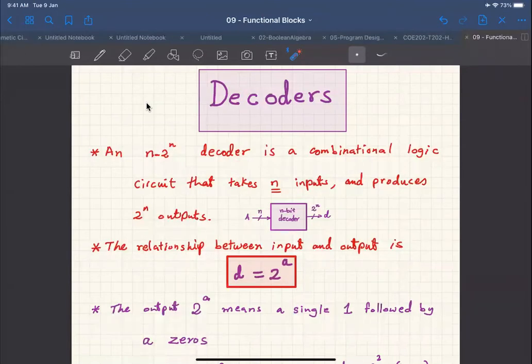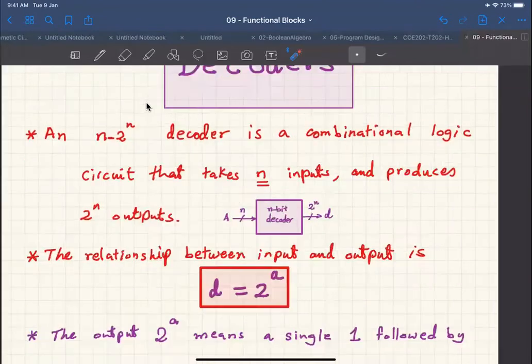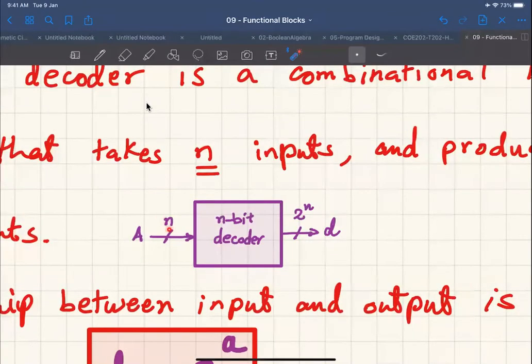Maybe N is 1. If N is 1, then it's 1 to 2. If N is 2, it's 2 to 4, and so on. So this is the number of inputs, and this is the number of outputs. The name tells us how many inputs and how many outputs are in the decoder. You have N inputs and 2 to the N outputs.